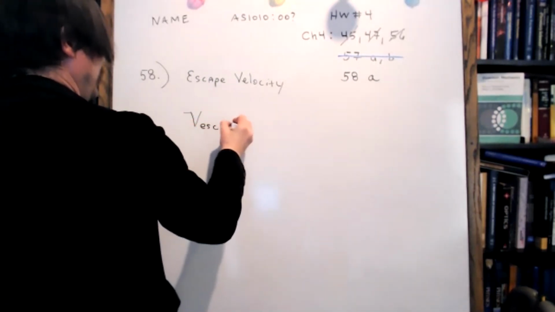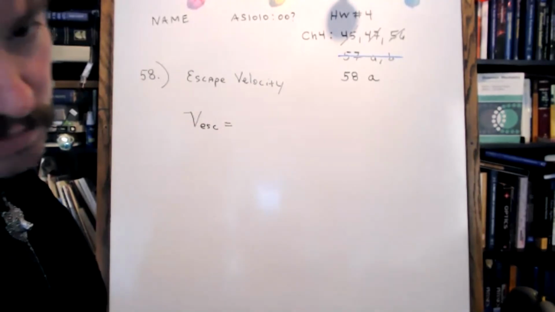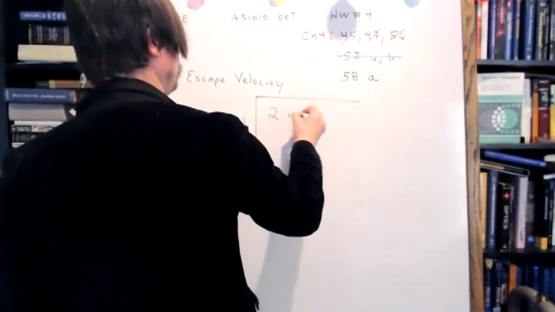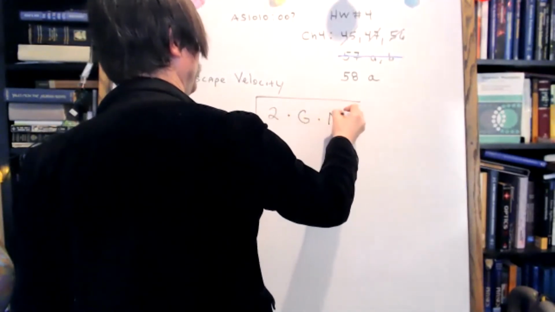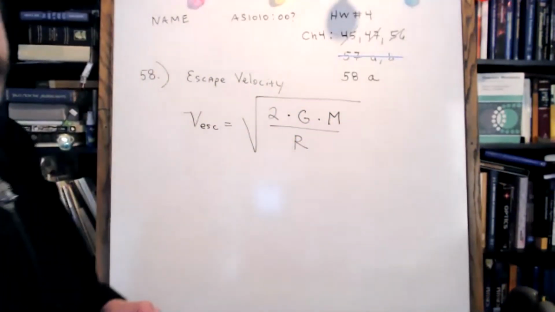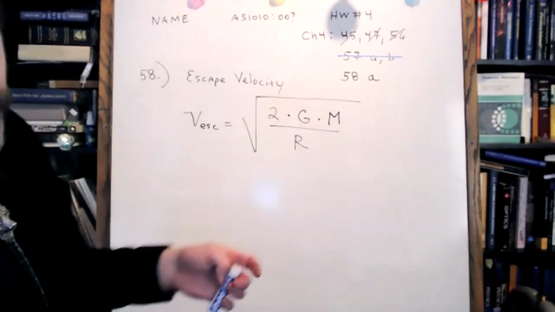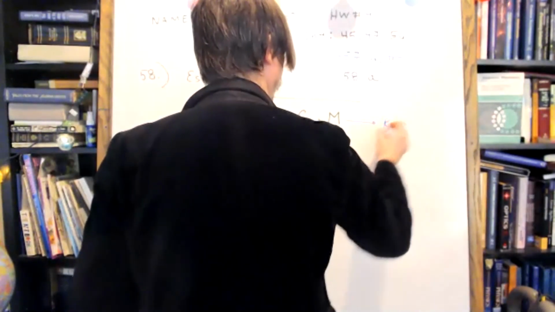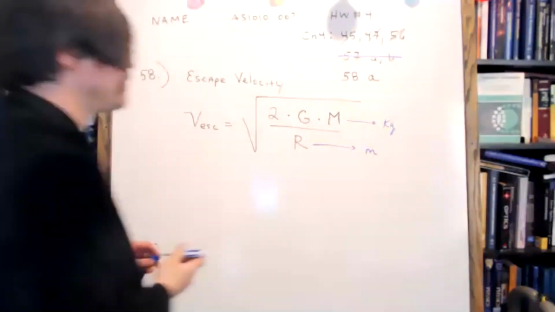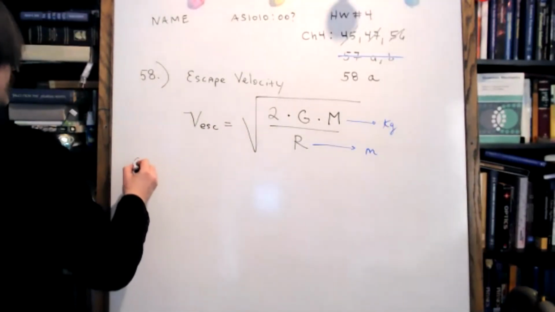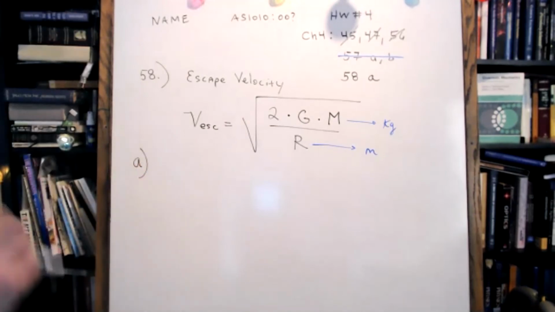The escape velocity is the speed that you need to blast off of a planet. The formula is the square root of 2 times big G times the mass of the planet divided by the radius of the planet, where MKS units apply. The mass is in kilograms, the radius is in meters. Let's just do part A quick and dirty, and I'll explain it next week.